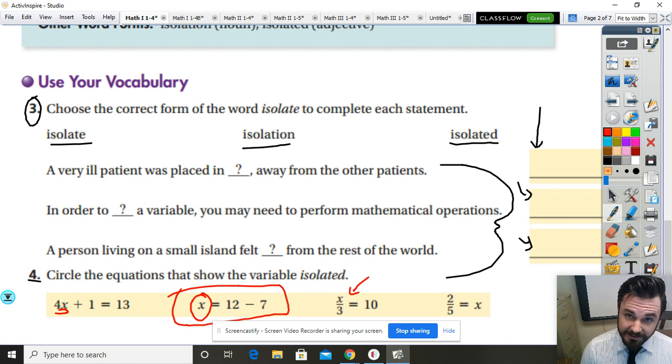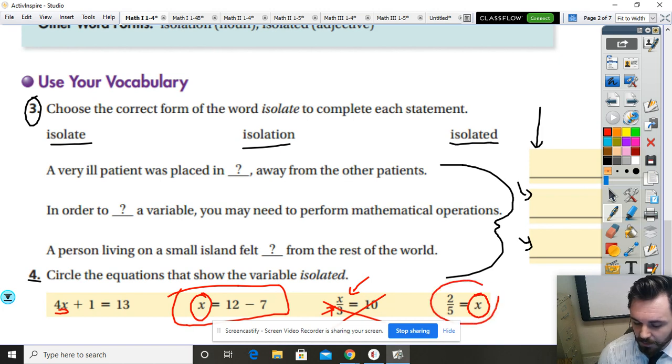Looking here, is x isolated? No, there's this 3 that's attached to x. It's not isolated yet. Jump to the last one. Even though x is on the right side, there's nothing else with x. It's just x equals. And so in this case, we would say, yes, that's definitely isolated.